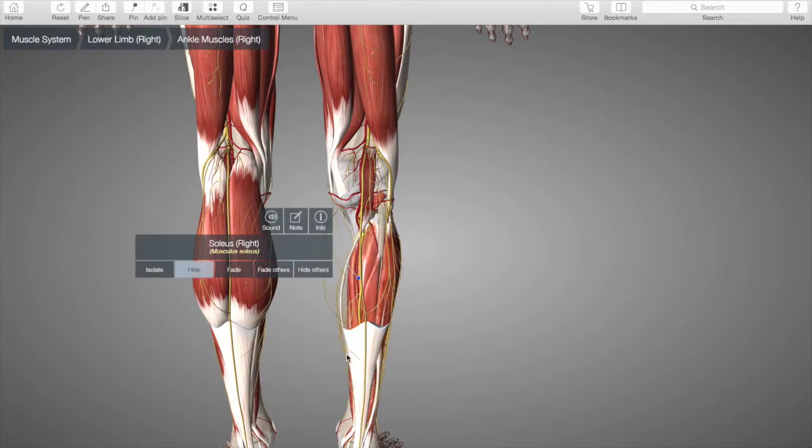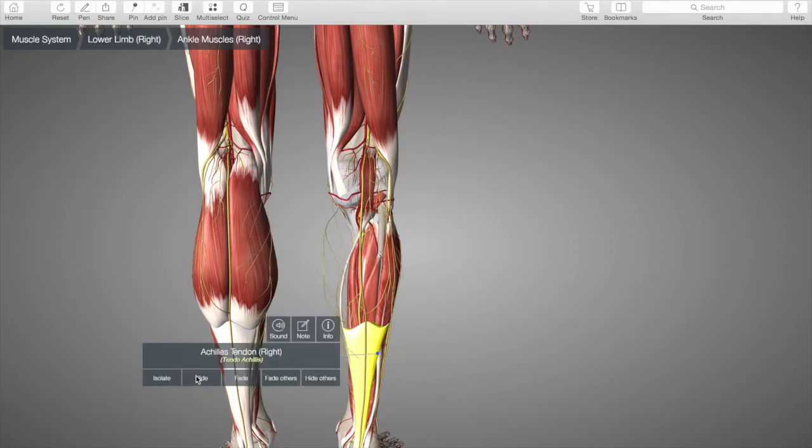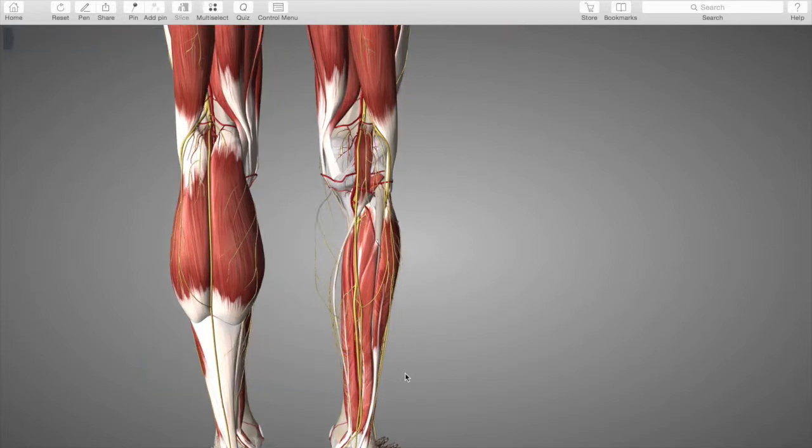Now to hide this, as well as hide the Achilles tendon seen here, lies the deep posterior compartment of the leg.